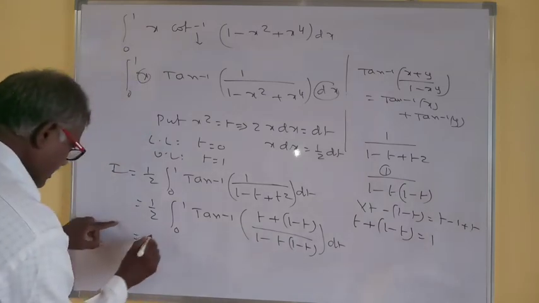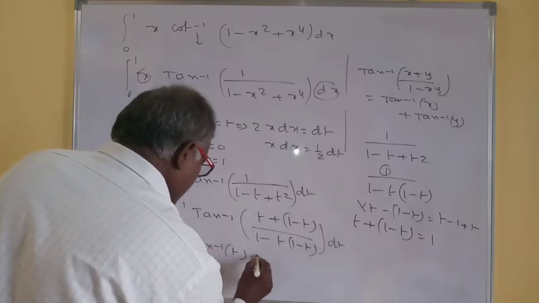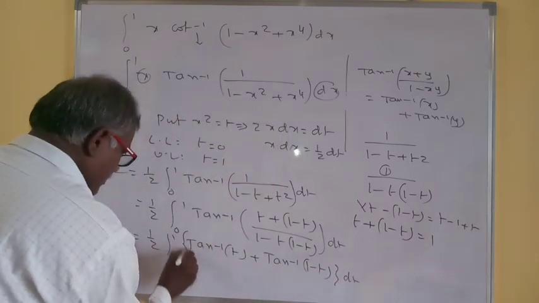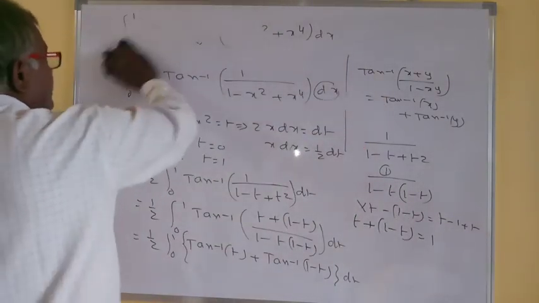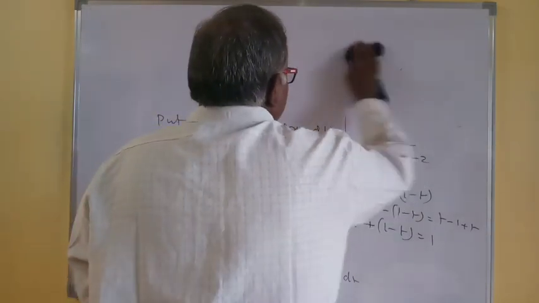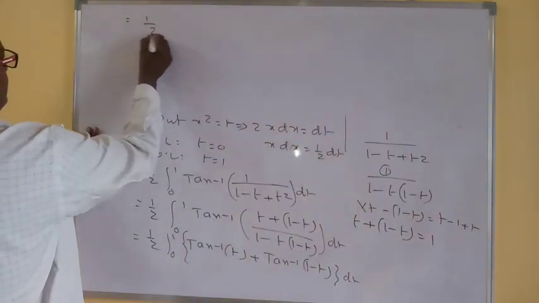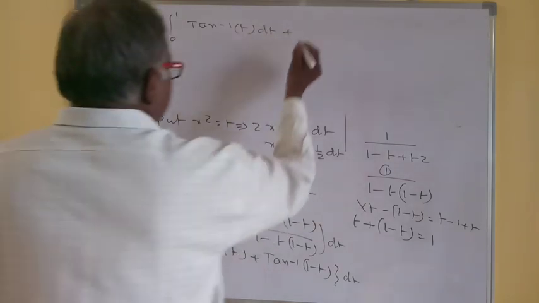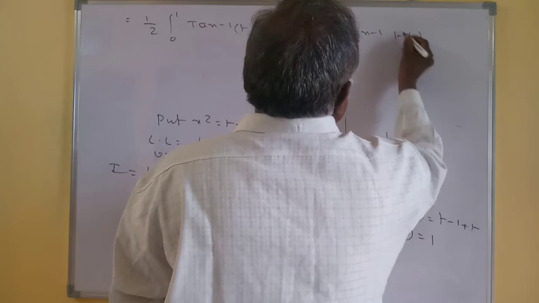In the same way, this you can write simply as 1 by 2, integral 0 to 1, tan inverse t, plus tan inverse of (1 minus t), dt. Now I have to rewrite this again: 1 by 2 into integral 0 to 1 tan inverse t dt, plus 1 by 2 integral 0 to 1 tan inverse of (1 minus t) dt.